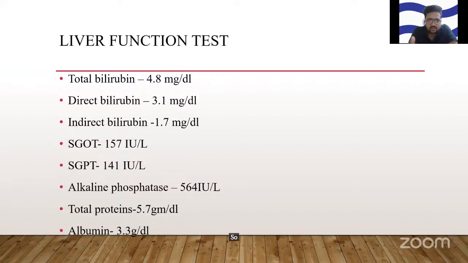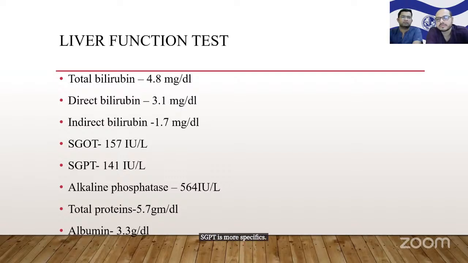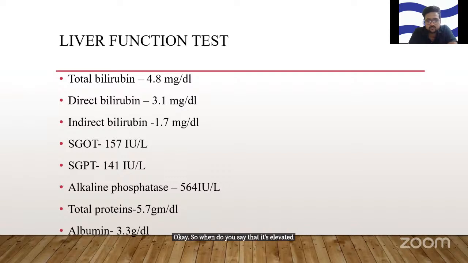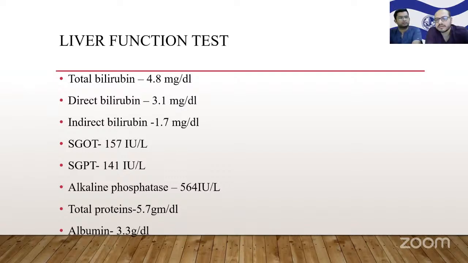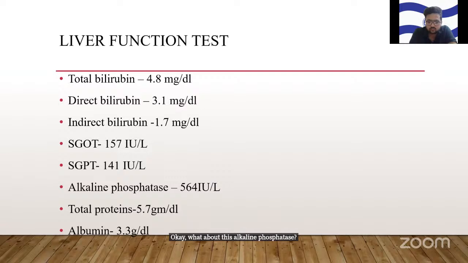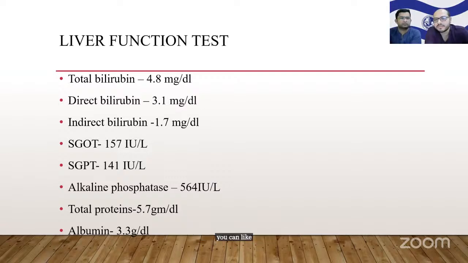So coming to this enzyme part, which is more specific to the liver? SGPT is more specific, sir. So when do you say that it's elevated? When it is more than 3 to 5 times the normal value, we say it is elevated. What about alkaline phosphatase? If the level is beyond 300 international units per liter, then it is considered significant.